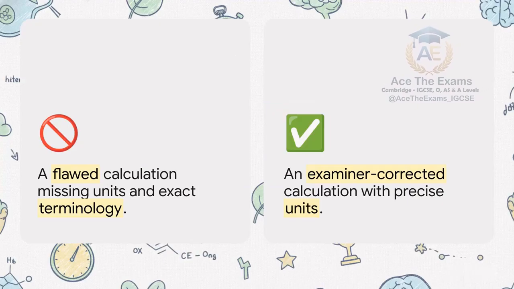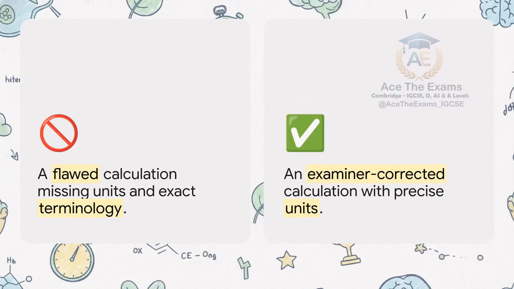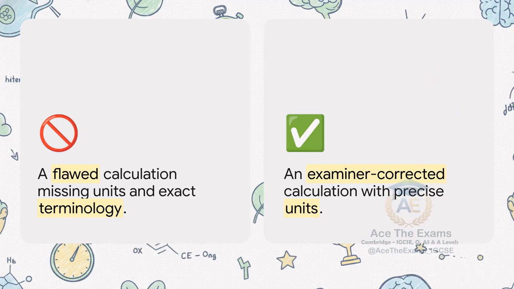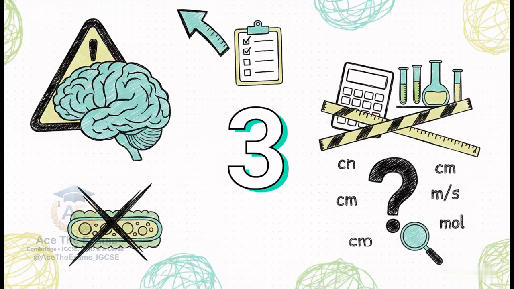Okay, let's see if you caught it. Looking at the examiner-corrected calculation over on the right, the fatal flaws become pretty obvious, don't they? The student on the left completely forgot to include units in their calculation, and they totally failed to use the correct biological terminology. This isn't just a one-off thing either. The principal examiner reports highlight this over and over and over again. Forgetting units and neglecting precise terminology in your calculations are literally two of the most frequent ways students just bleed easy marks. Let's move to this next part and see how this all builds into our ultimate checklist.